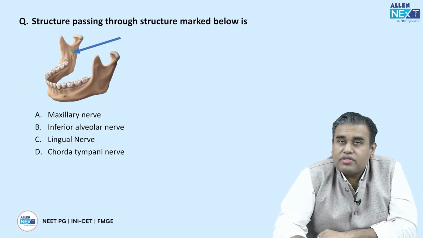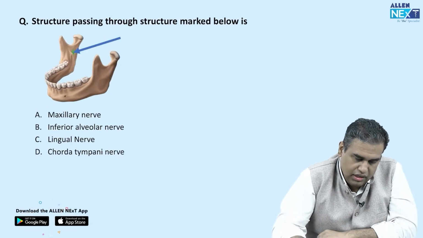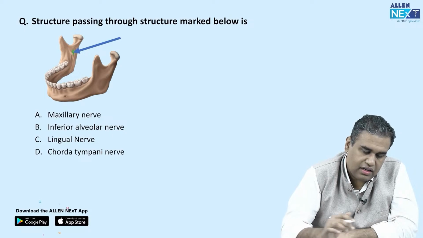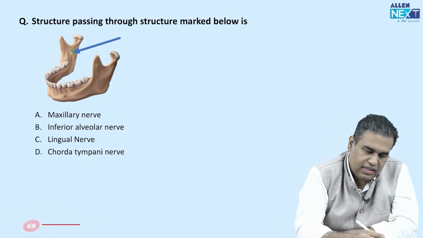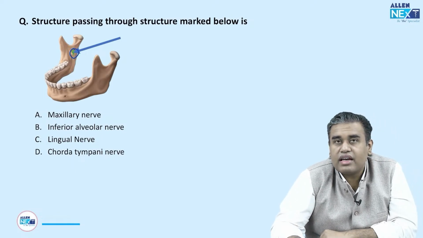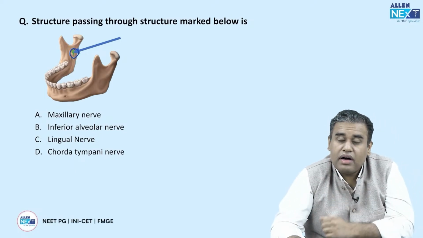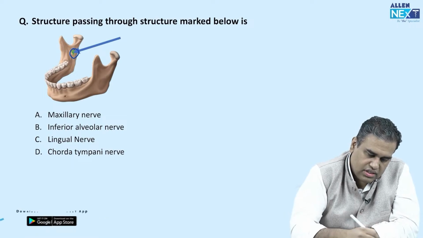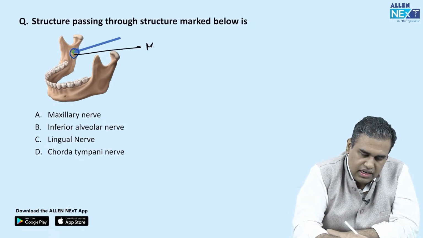Chalo ji, let's move to the next one. One more question. Structure passing through the structure marked below is. So there's a mandible and they have marked something over here, foramen on the inner aspect of the ramus of the mandible. Now they're asking you what passes through it. So first of all, you should know this is a mandible and this foramen is what? This is the mandibular foramen.